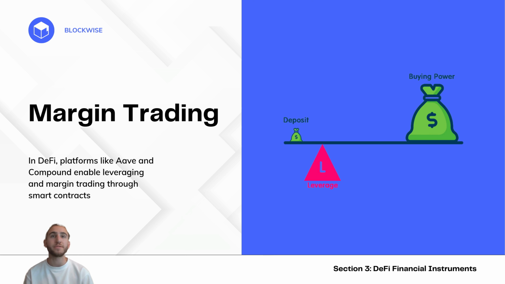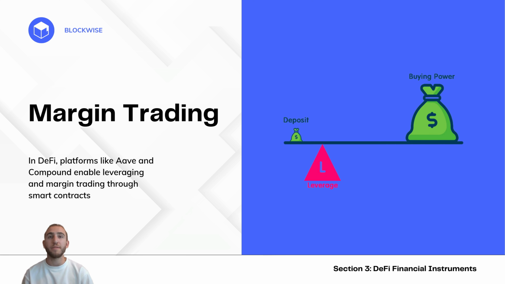In traditional finance, margin trading allows investors to borrow money to increase their investment position, which can amplify both gains and losses. Margin trading in DeFi works in a similar way, but uses cryptocurrency as collateral. In DeFi, platforms like Aave and Compound enable margin trading through smart contracts. Users deposit crypto as collateral to borrow other assets. For example, you might deposit ETH to borrow USDC.